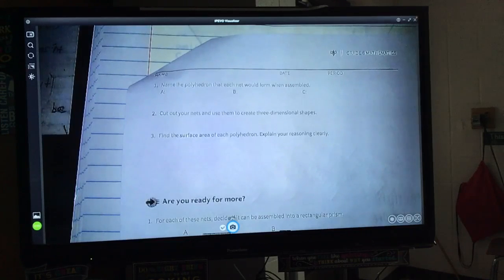So when you are finished, come show me the area, your shape, and hold on before y'all get started. Look at number 3. It says find the surface area of each polyhedron. That is where your work goes.